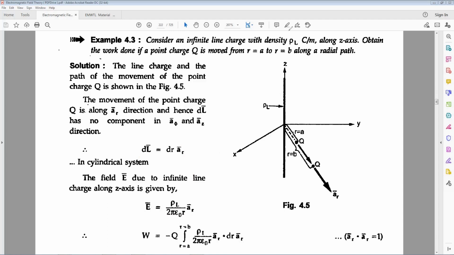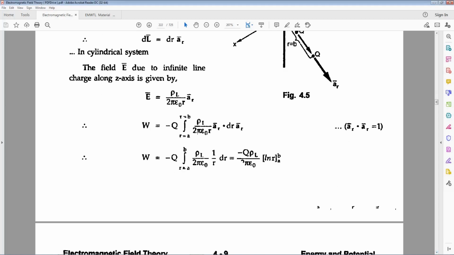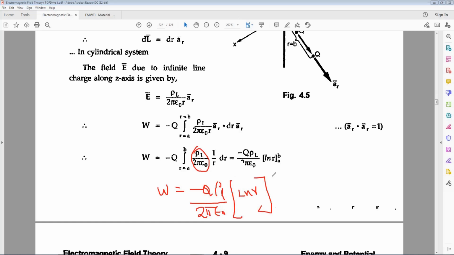Substitute that and find the work done: W is equal to minus Q rho L by the 2 pi epsilon naught r, a r bar dot a r bar. So rho L by the 2 pi epsilon naught is a constant, and the work done is equal to minus Q rho L by the 2 pi epsilon naught times the integral of 1 by r, which is nothing but ln r, with the upper limit B and lower limit A.